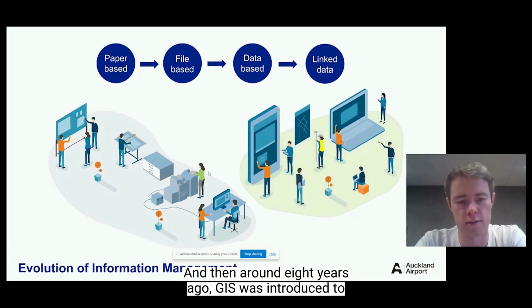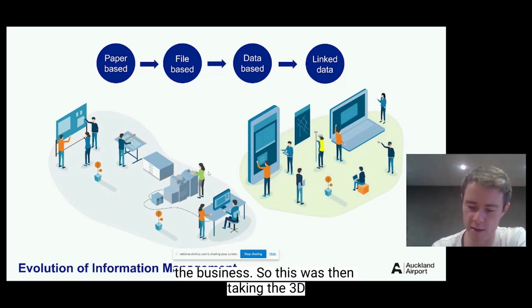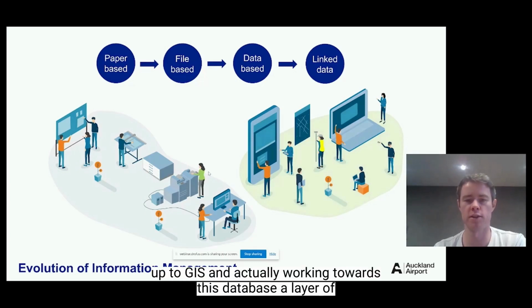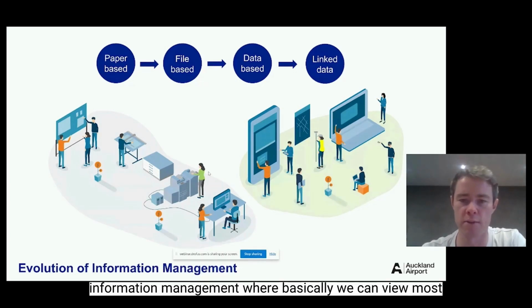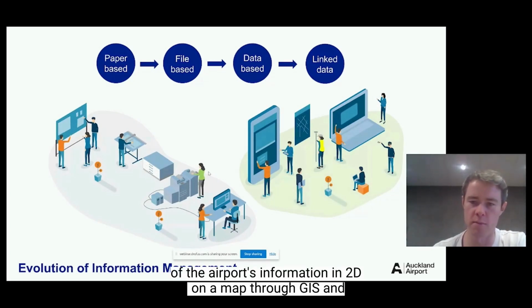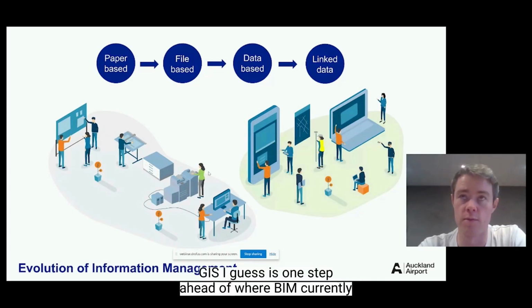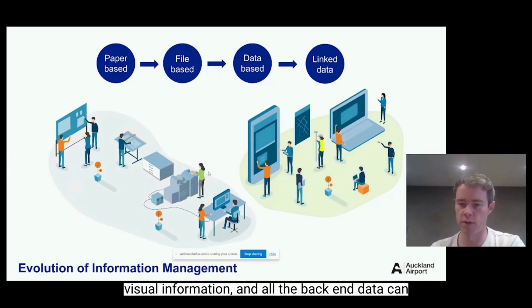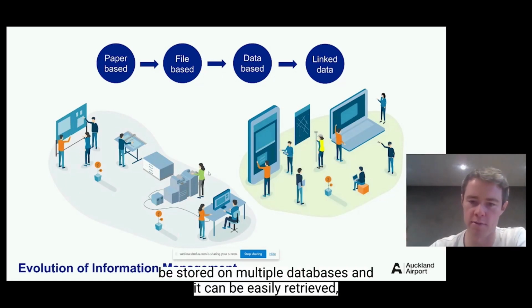And then around 8 years ago, GIS was introduced to the business. This meant taking the 2D data that we knew of, converting it to CAD, and then pushing that up to GIS, and actually working towards this data-based layer of information management. We can now view most of the airport's information in 2D on a map through GIS. GIS is, I guess, one step ahead of where BIM currently is, in the sense that you can have multiple pieces of visual information, and all the back-end data can be stored in multiple databases and easily retrieved.